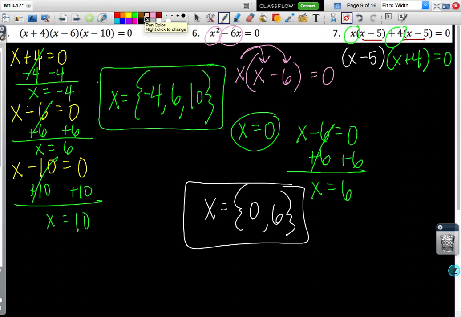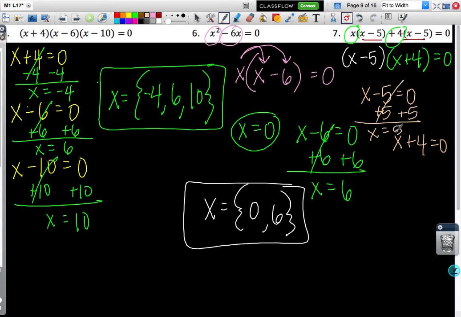Now you can take both of your factors and set them equal to 0 to solve. So we first add 5. So x would equal 5. Then we subtract 4. x would equal -4. So our solutions to number 7 are -4 and 5.